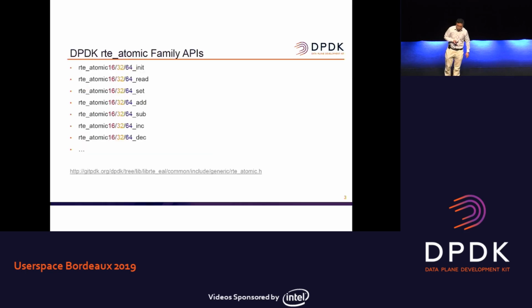So what does the RTE atomic family of APIs look like? It provides these kinds of APIs. It masks the differences between architectures, so it provides all common APIs for the libraries and for the applications. So you don't need to care about the differences in the underlying architecture details. The goal is good, but let's see what the problem is with these APIs.